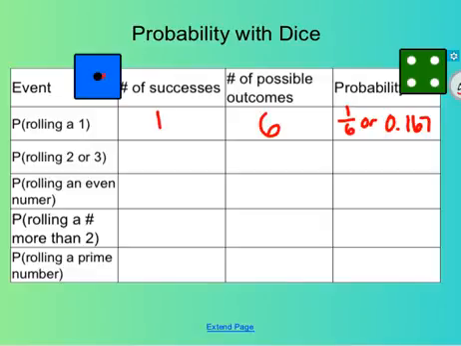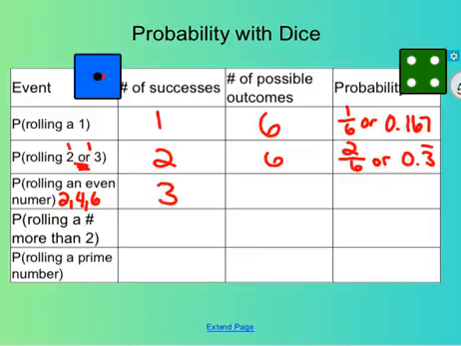Now rolling a 2 or a 3. You add the 1 and the 1, so the number of successes is going to be 2, out of 6 possible outcomes. So 2/6, or I would have said 0.3 repeating. Rolling an even number. When I look at even numbers, I have a 2, a 4, or a 6. So there are 3 possible successes out of 6, or 0.5.